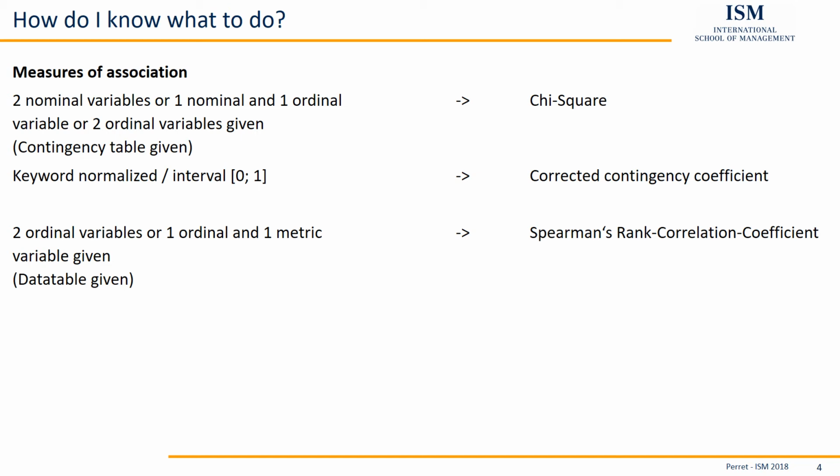So how do I know whether my variable is ordinal or metric? Well, with nominal data, I can only count. I cannot say one is larger than another. With ordinal data, I have an order. I know this is better than another. But I'm not able to say anything about distances.